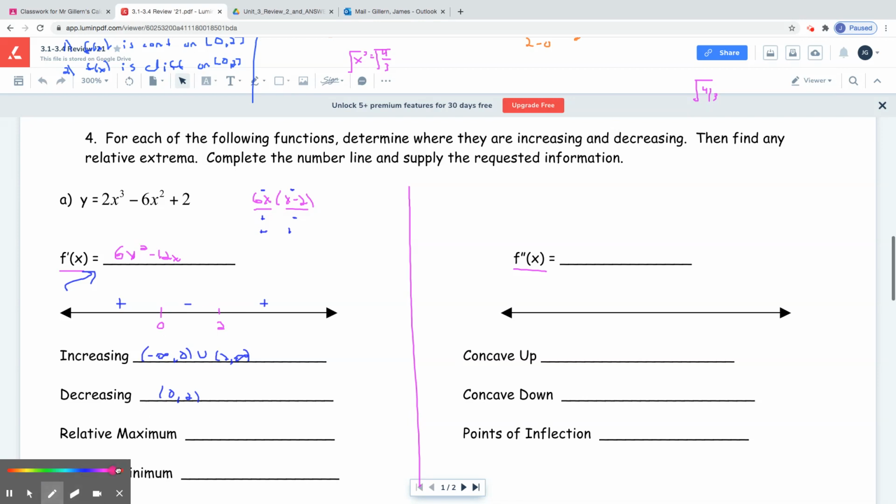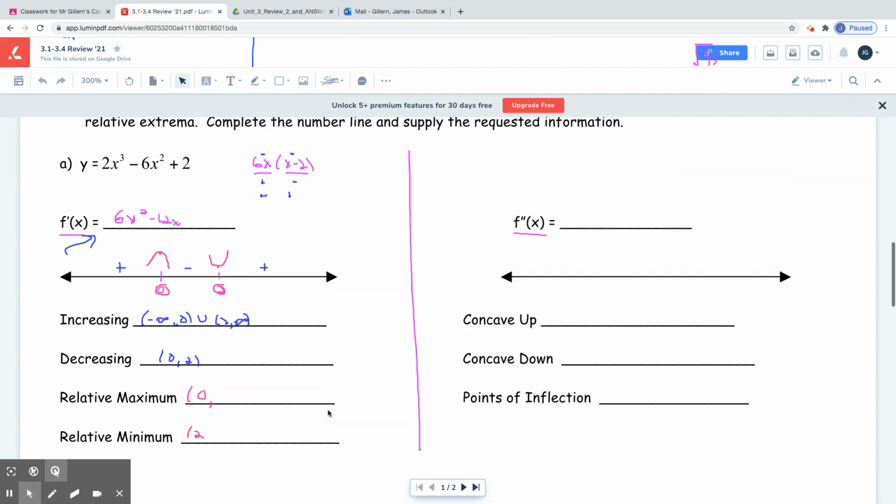All right, now for the relative max and mins, you look to see where it changes signs on the number line. So it changes at 0 and it changes at 2. And then you have to figure out if it's a max or min. So if something is increasing and then decreasing, that is a max. So you put the x coordinate there. Where it's decreasing and increasing, that is a min. So that is 2.